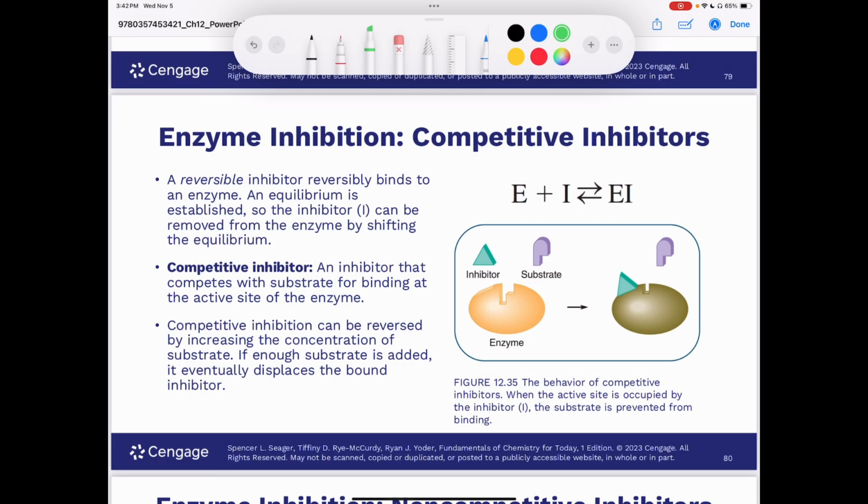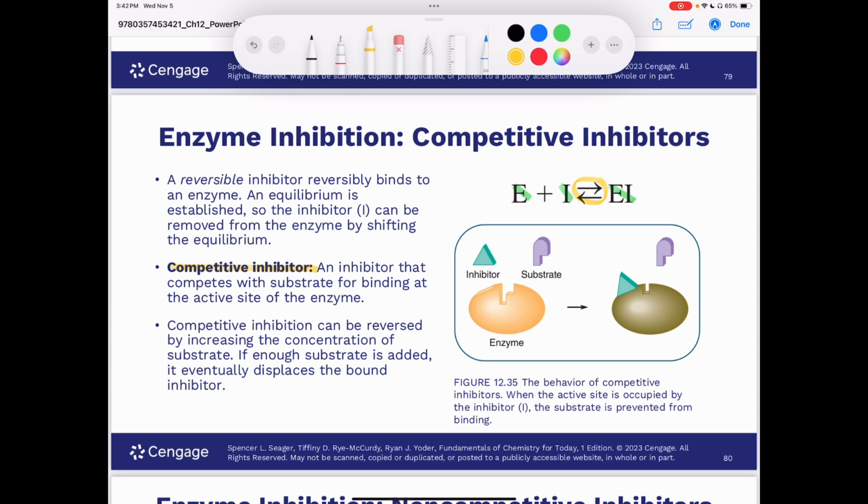A reversible inhibitor, in contrast to one that's irreversible, is one that binds reversibly to the enzyme, right? So there's our enzyme, there's our inhibitor, and we can get the enzyme-inhibitor complex. But you see that this reaction is in equilibrium, so it can go right back to losing the inhibitor. The inhibitor can be removed by just shifting the equilibrium. There are different types of reversible inhibitors: competitive and non-competitive.